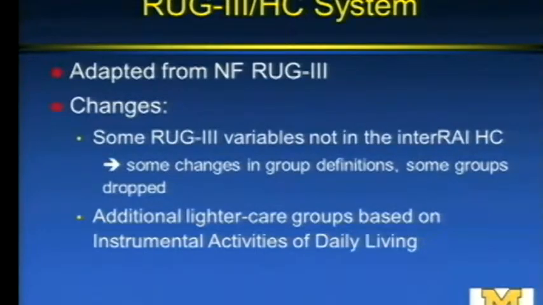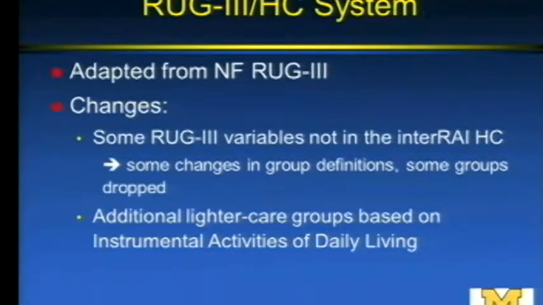On the other hand, since many people in the home and community-based settings tend to be lighter care individuals relative to the nursing home, those light care groups that would be light care in nursing homes tend to be very populous. A lot of people in those groups, and we were able to find other measures that we have available in the interRAI-HC that could in fact divide those groups. And those are around instrumental activities of daily living, the ability to shop or the ability to prepare your own meals. And so we developed a measure of IADLs that allow us to subdivide some of the lighter care groups.